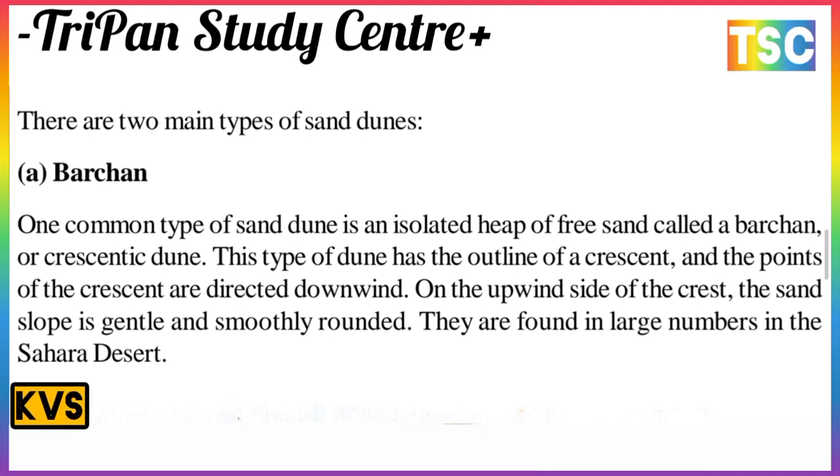These types of dune have the outline of a crescent, and the points of the crescent are directed downwind, on the upwind side of the crest. The sand slope is gentle and smoothly rounded. They are found in large numbers in the Sahara Desert.